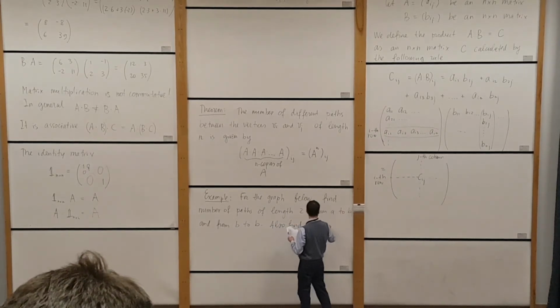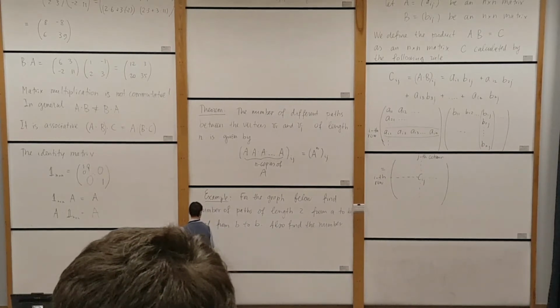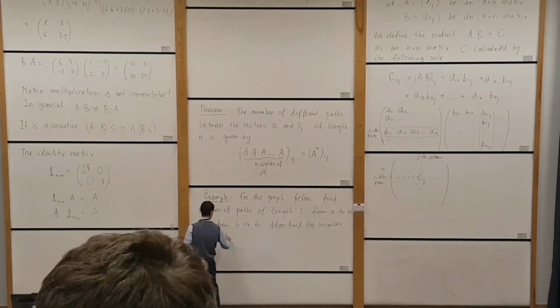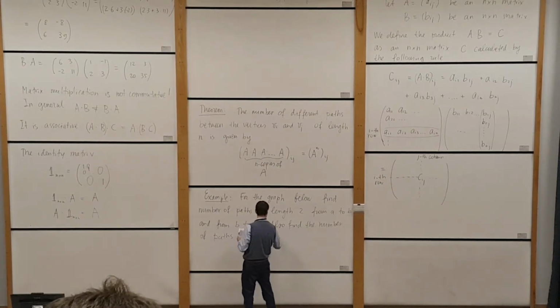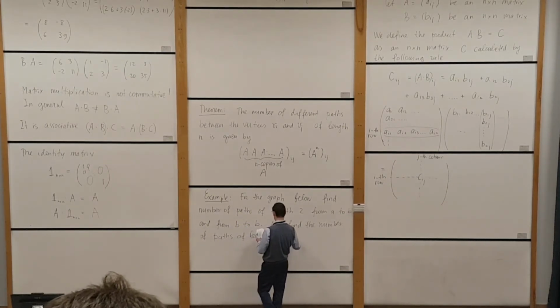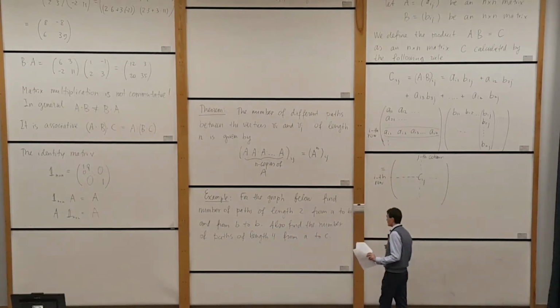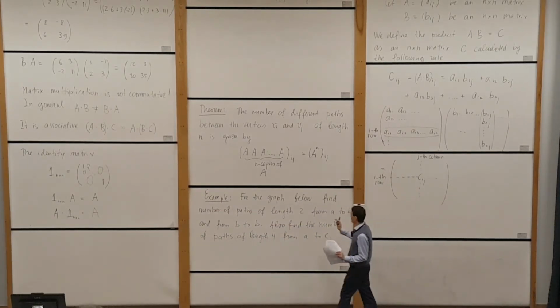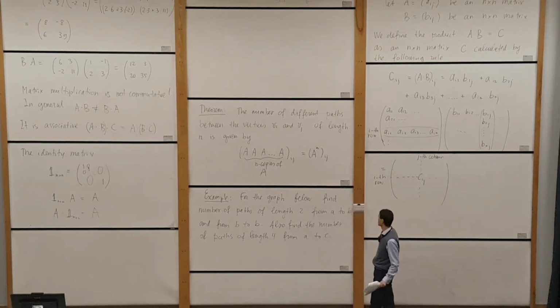Also find the number of paths of length 4 from A to C. Of course, we're counting all different paths. Just for brevity, I'm not writing "count all different paths," so it should be clear from the context. That's what we're doing, find the number of different paths.